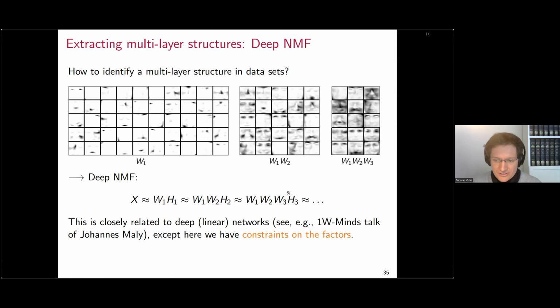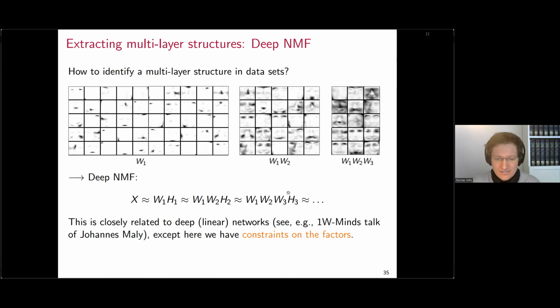There was, in fact, a talk in this same series by Johannes Mali who discussed this. Here the difference is that typically in a neural network, you don't have constraints on the factors, meaning on the weights between your layers. Here, the main difference is that we don't have nonlinearity, but we have constraints on the factors. So it's closely related, but still quite different from an optimization and a theoretical point of view. And we have more interpretability here because we don't have these nonlinear functions in between.